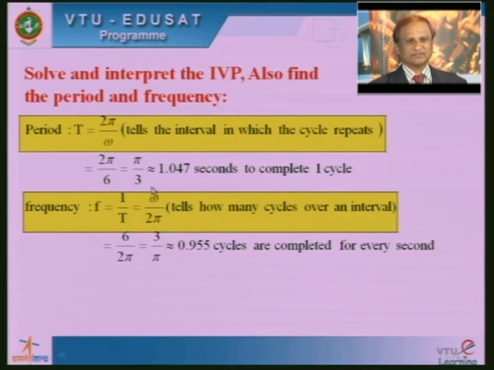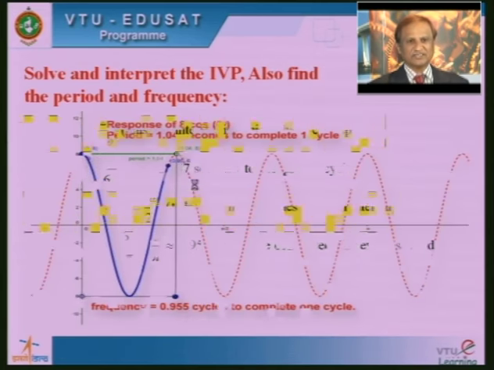1.047 seconds. So, in exactly the similar way, I can calculate frequency, which is 1 by T or omega by 2 pi. Again, substitute the value of pi and simplify. I hope you will get 0.955 cycles completed every second. So, by using these two formulas we are able to calculate period and frequency.